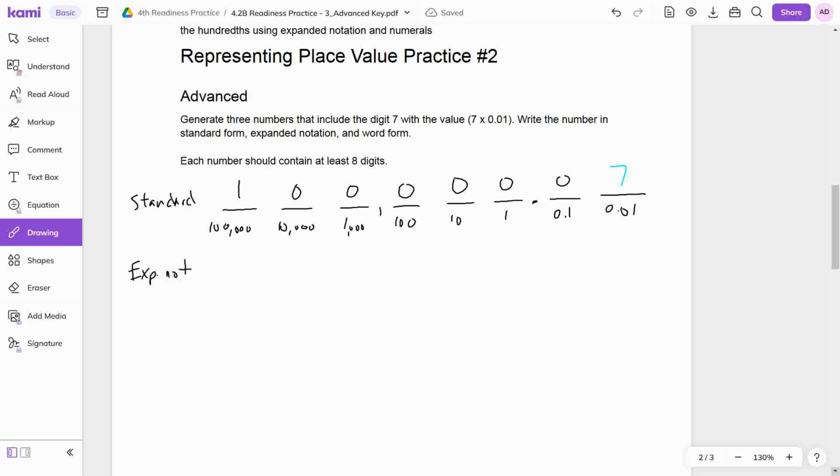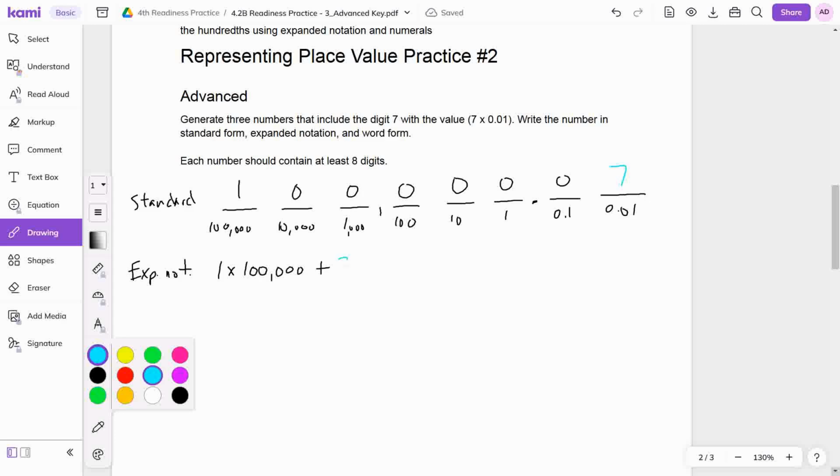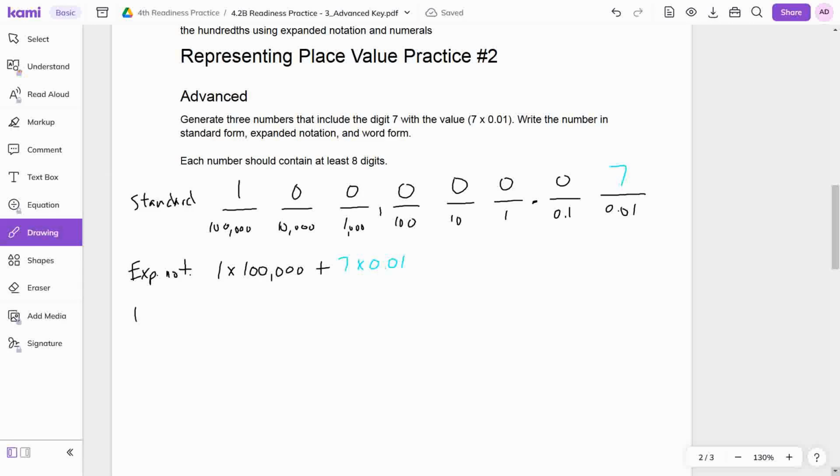Well, I would write 1 times its place value. And what I'm going to do is skip all of these zeros. You don't need 0 times anything. So we're going to do that, and then let's go back to the teal. It's going to be 7 times that 100th. So that would work. It's kind of a strange number, a lot of zeros.